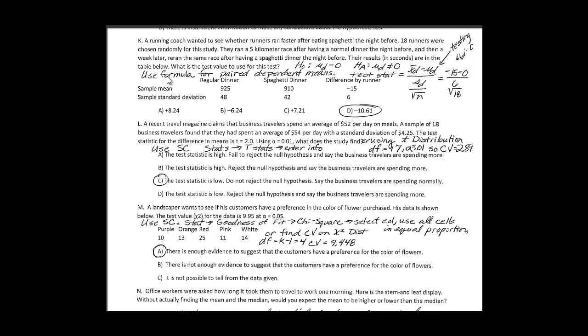Okay, in this review page, I think K, L, and M are probably the most difficult for us to work on, just because there are 3 different ways to do it. We have a running coach who wanted to see whether runners run faster after eating spaghetti the night before. 18 runners were chosen randomly for the study. They ran a 5-kilometer race after having a normal dinner the night before. Then a week later, they reran the same race after having had a spaghetti dinner the night before. The results are shown in this table.